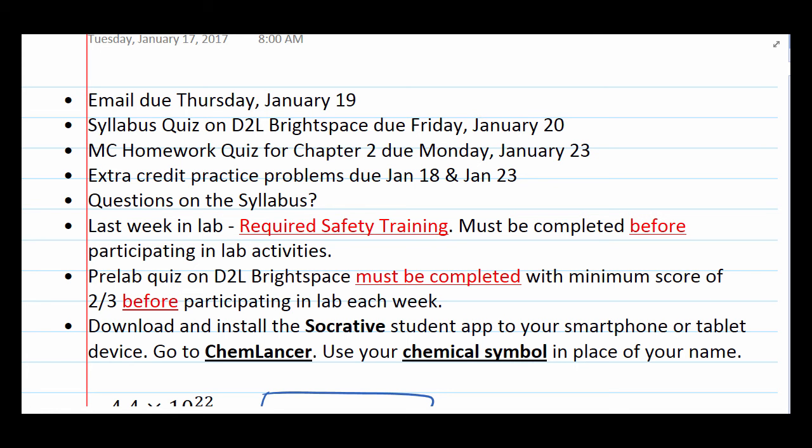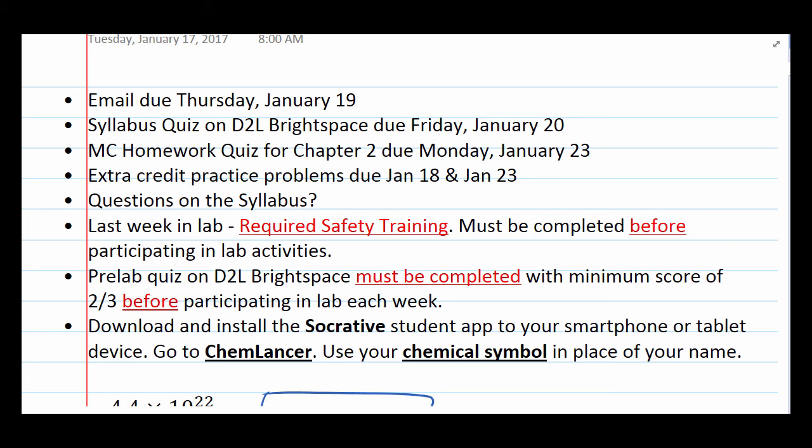Also remember that before you come to lab this week, you do need to complete a pre-lab quiz. That pre-lab quiz should be already waiting for you. Has anybody checked? Okay, so make sure that you complete that. If you do not complete it with a score of 2 out of 3, you'll probably be met at the door and asked to turn around.